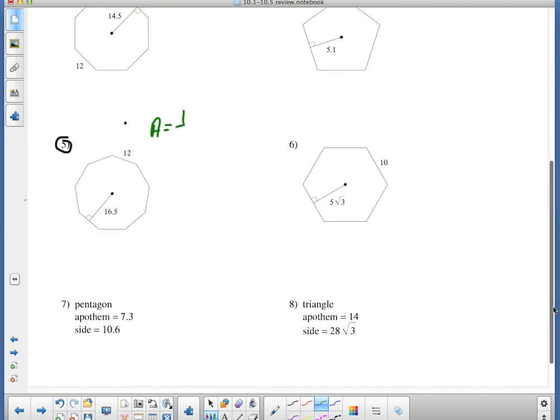Area is equal to 1/2 ANS, where A is the apothem, N is the number of sides, and S is the side length. How do you find the number of sides? You count them. 1, 2, 3, 4, 5, 6, 7, 8, 9 is the number of sides. I got an apothem, which is 16.5. I got the number of sides, which is 9, and I got a side length of 12.